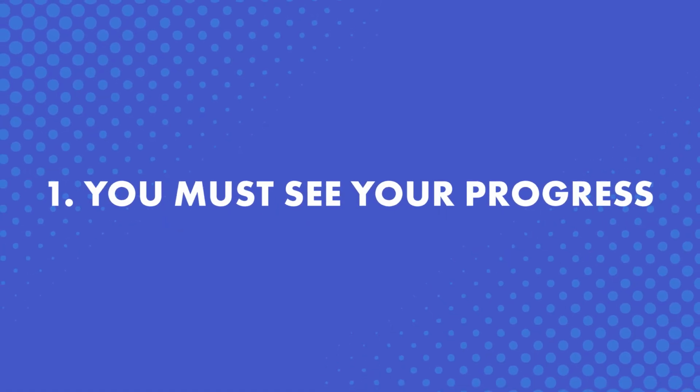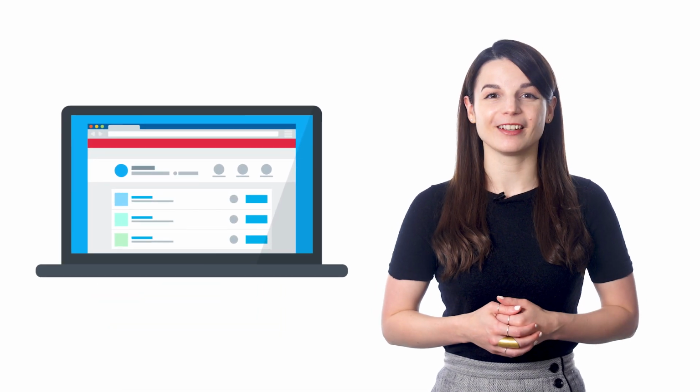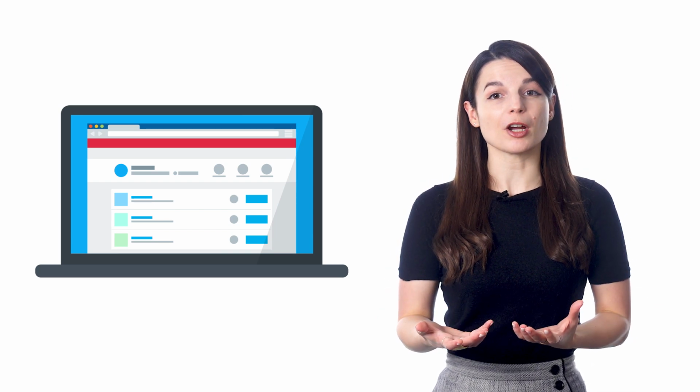Number 1, you must see your progress. In other words, you have to see it to believe it. There's nothing better than seeing your results firsthand. It's like seeing muscles in the mirror after working out. How do you do this with language? In order to see it, you have to start measuring it first. And you can do that with the dashboard on our website. With the dashboard, you can see how many lessons and how much of the language you've mastered so far. So review the progress you've made with the dashboard on the site.